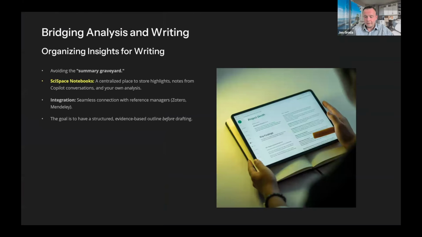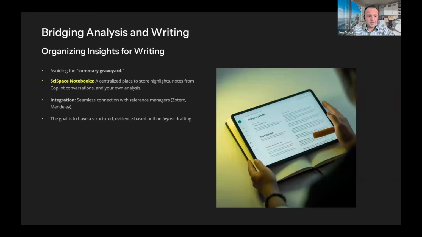SciSpace does a lot of cool things, and all these aspects, like all the different findings, you can also put into a notebook. They have notebooks on their page. That is basically a centralized page to help you store highlights and things that are relevant for the paper that you're writing, and your own analysis. And you can then integrate those. You can extract the references out of it and put them into Zotero or whatever other reference manager you're using.